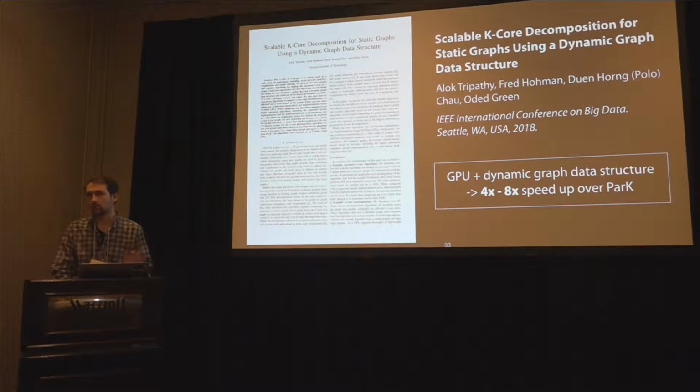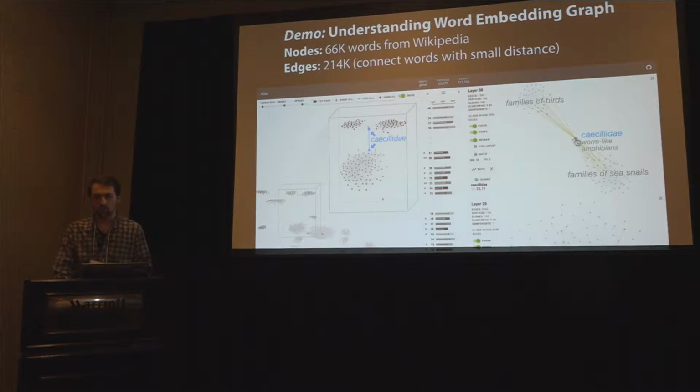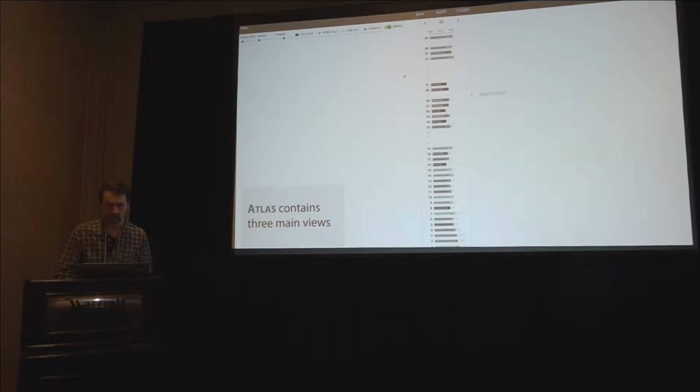Okay, so that's enough for the algorithm part here. Hopefully I've convinced you that this thing is quite scalable and is giving some nice results. So what I want to do is actually just walk through a demo of how our tool actually leverages this algorithm. So what we're going to do is look at that word embedding graph from the previous slide at the very beginning. And just to remind you, each word or each node is a word from Wikipedia. There's about 66,000 here. And then each edge connects 2 words if the distance between them in the word embedding space is really small. So let's get started here.